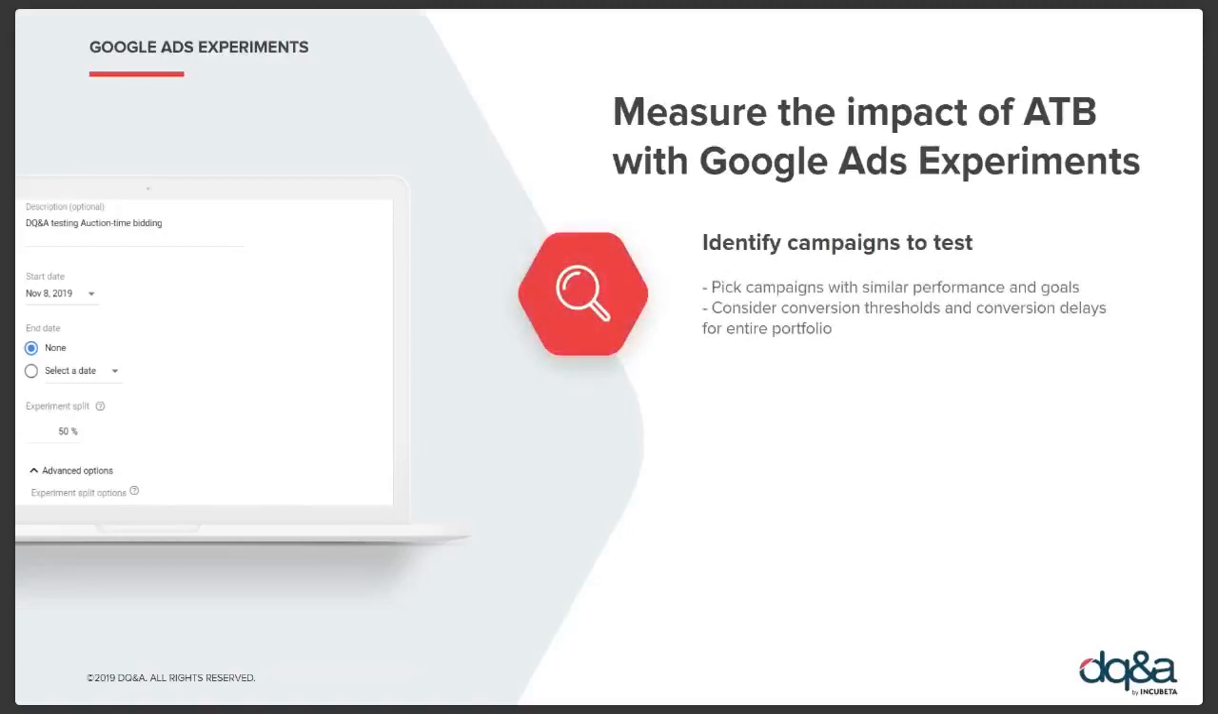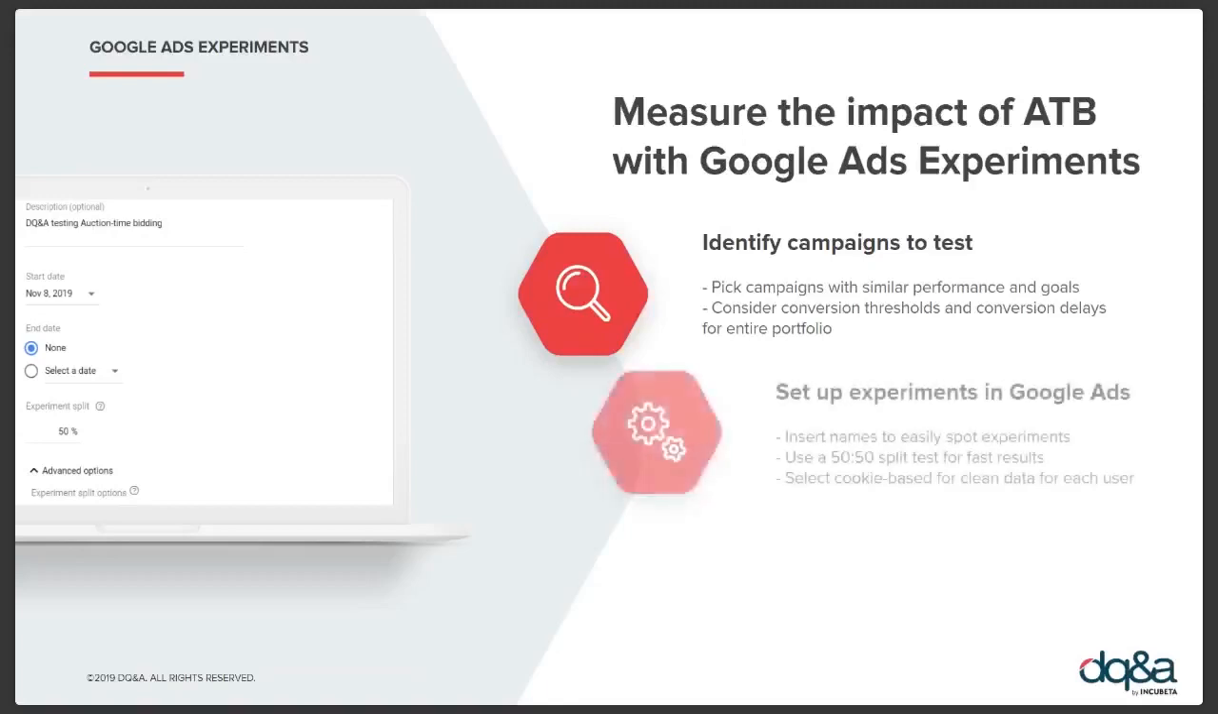So how would you set these up? Well, first, identify the campaigns that you want to test. Similar to intraday bid strategies, it is best practice to pick campaigns with similar performance and goals. Make sure you consider conversion thresholds and sales lag, and then you can identify those campaigns to test. For the next step, you'll create experiments off the back of those campaigns.